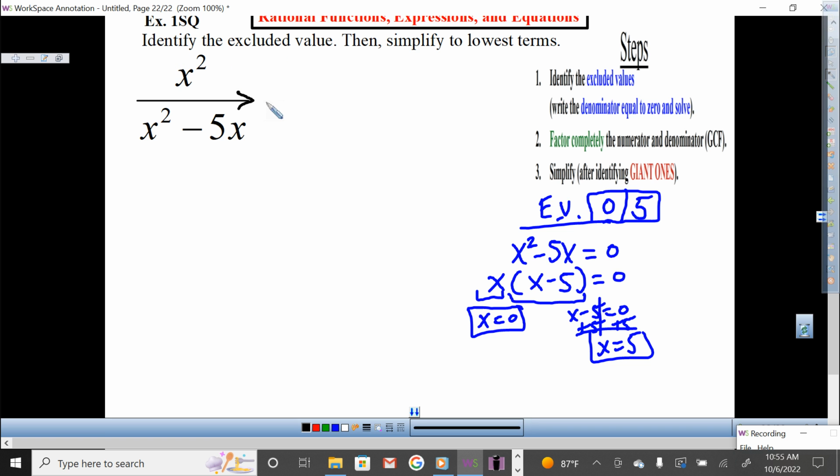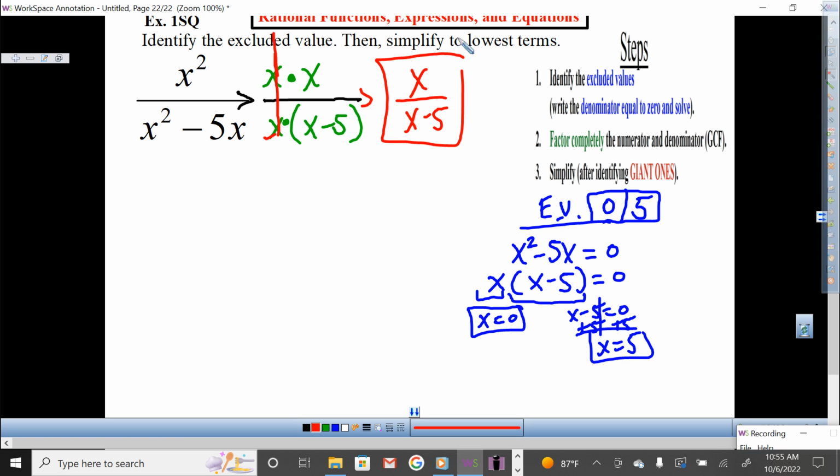Let's simplify to lowest terms. So let's start with the denominator. Is it in standard form? Yes. Is there a GCF? Yes. That leaves us with x minus 5. How can we factor the numerator? x times x. Question, is there multiplication here and here? Yes. So that means our giant one is x, and we're left with x over x minus 5. Woo, let's go.